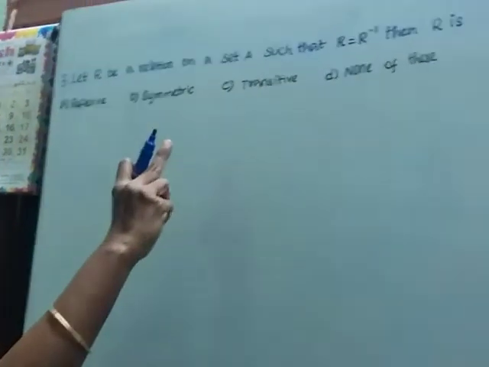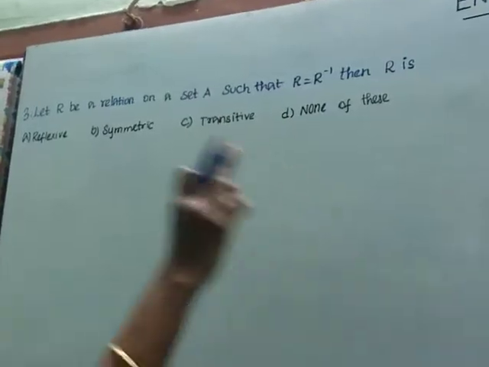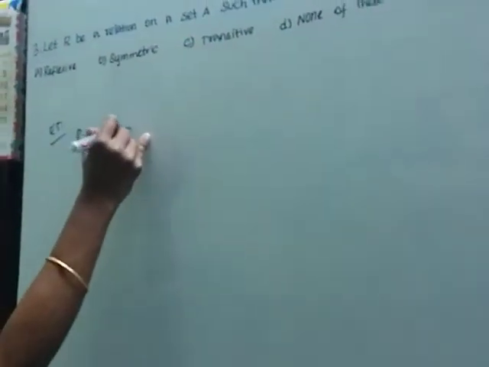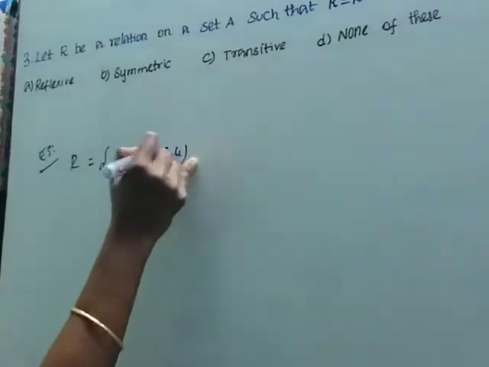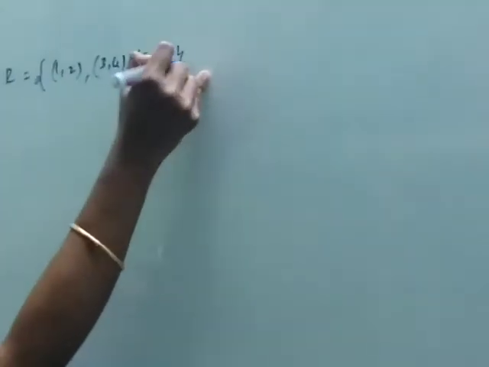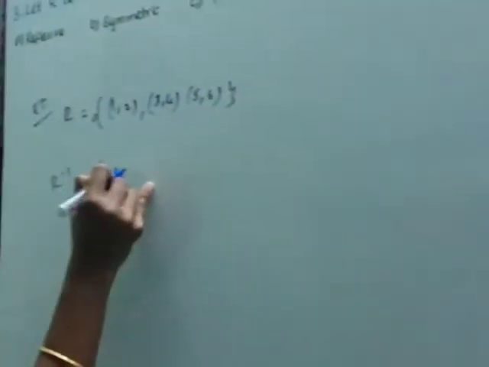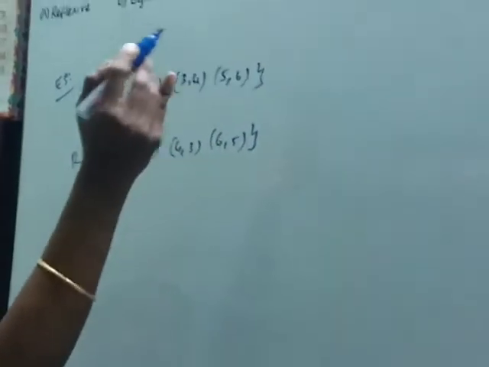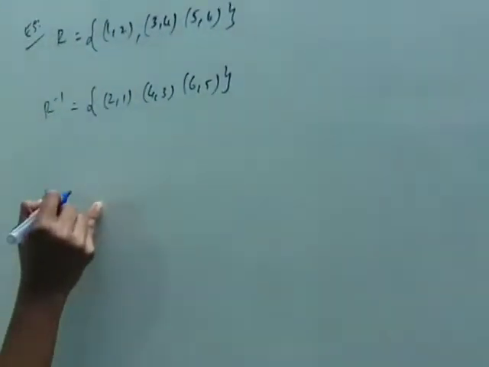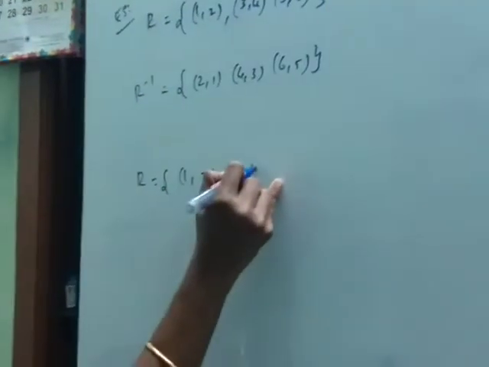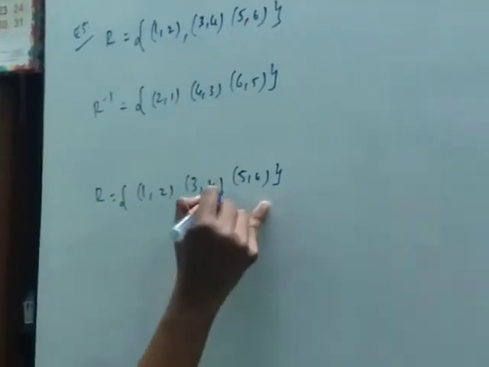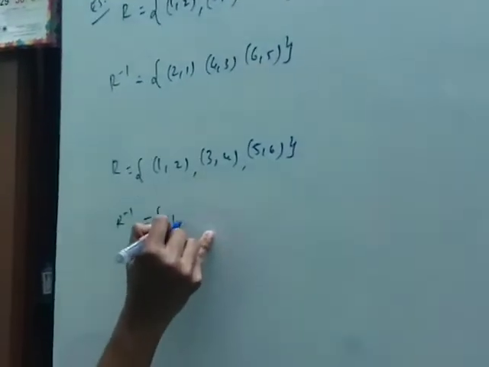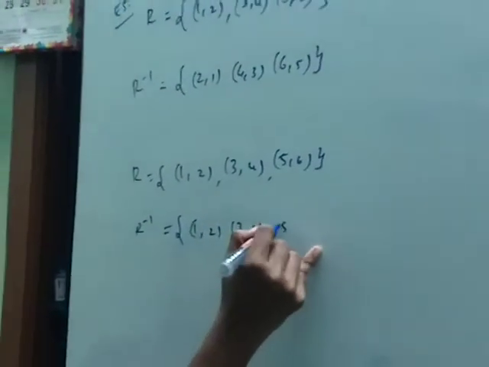Let R be a relation on a set A such that R equal to R inverse, then R is. Very simple question ma. For example, you are having the relation R as 1 comma 2, 3 comma 4, 5 comma 6. Then this R inverse equal to 2 comma 1, 4 comma 3, 6 comma 5. But they are given R equal to R inverse. So here they write that R as 1 comma 2, 3 comma 4, 5 comma 6. Then R inverse also, for writing that 1 comma 2, 3 comma 4, 5 comma 6.